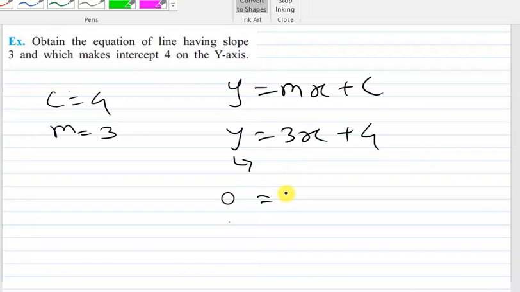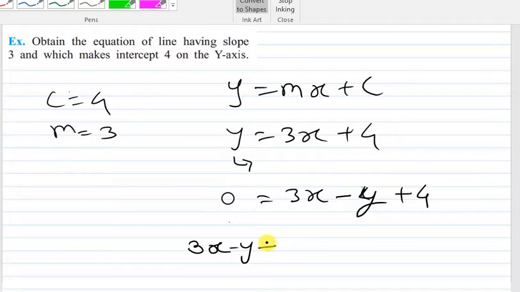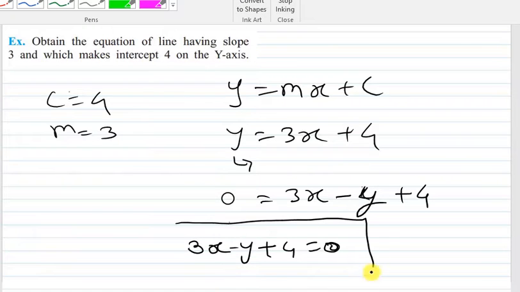I will get 0 equals 3x minus y plus 4. Rearrange the terms. What I will get? 3x minus y plus 4 equals 0. This just I have switched left hand side to the right hand side. So this is our equation of line which is having y-intercept as 4 and slope as 3. Okay. Next.